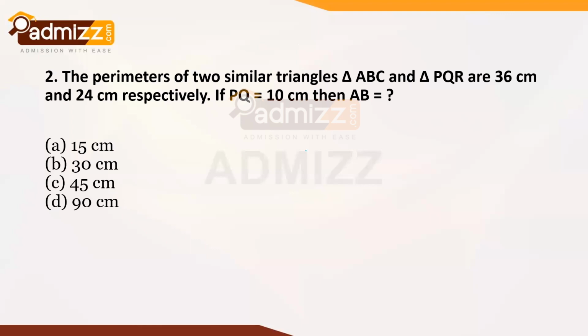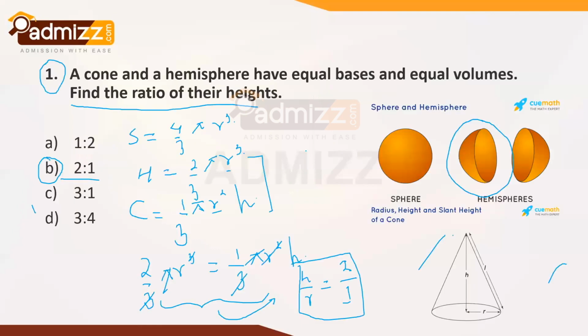Someone is spamming in the chat box saying that they're not clear with this particular problem. For this problem, you need to know two formulae. First, the volume of a hemisphere, which is 2/3 pi r cubed. And second, the volume of a cone, which is 1/3 pi r squared h, right?